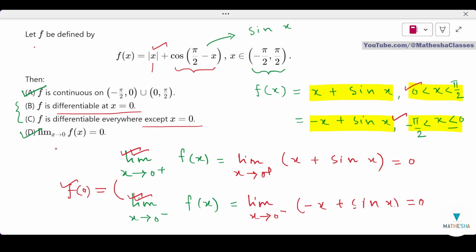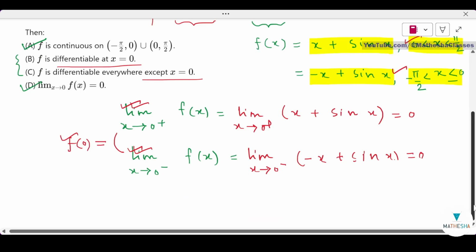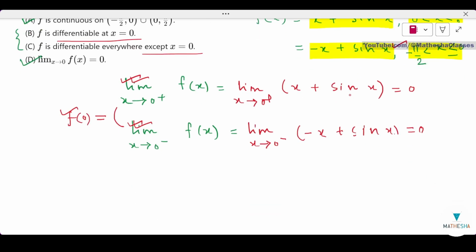That's all we have to check. So once again, to solve it, we have to check whether f dash 0 exists. To understand the value of f dash 0 or its existence, we need to calculate the right hand derivative and left hand derivative at 0.